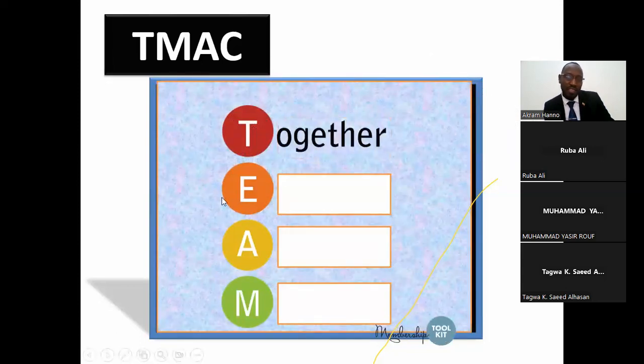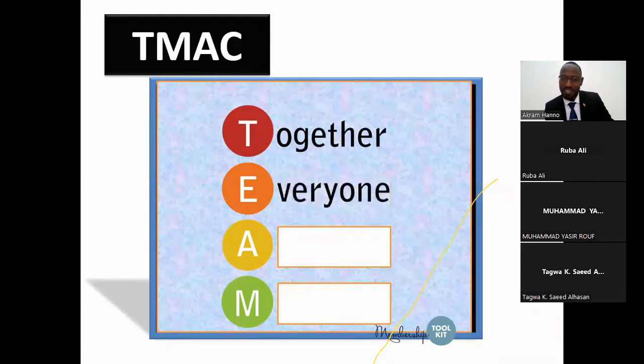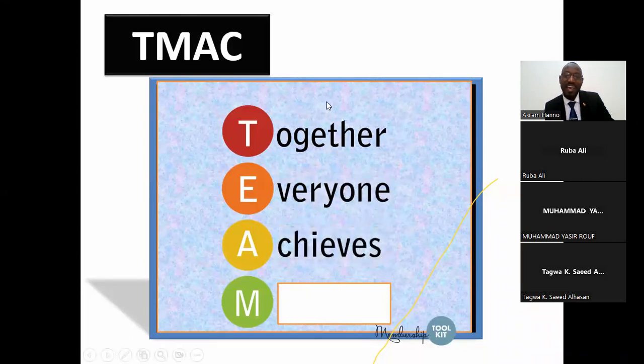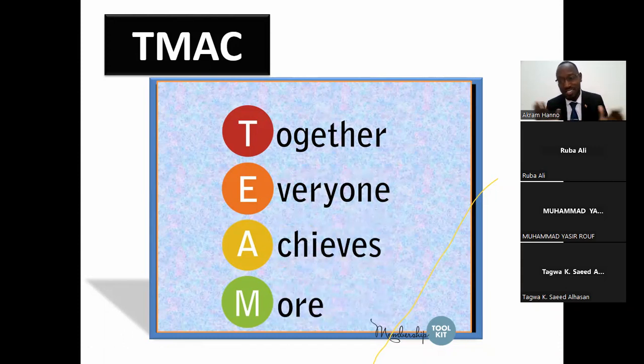These things can be met together. Together, everyone achieves more. So when we are talking about a team, let's team up, let's collaborate and work together. And this is one of the forces of the 21st century. So let's work collaboratively.